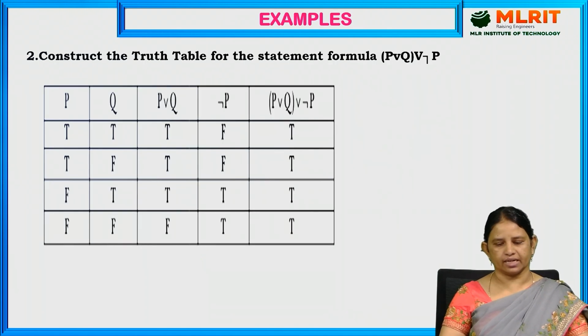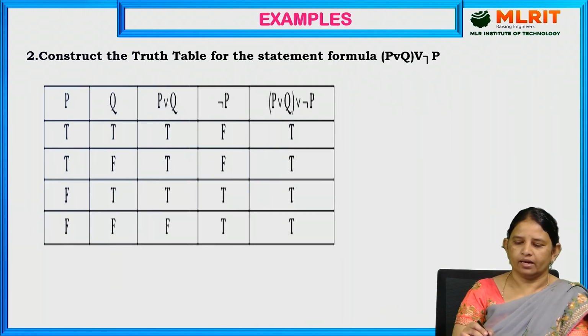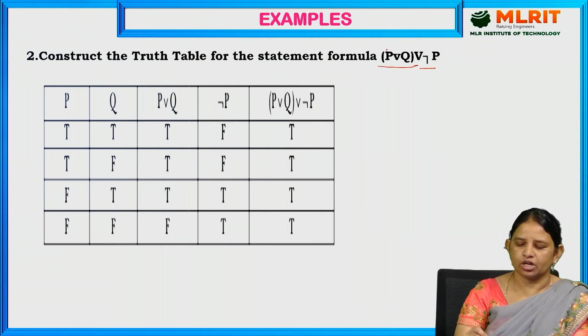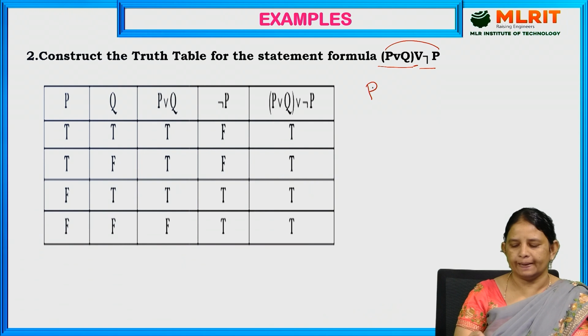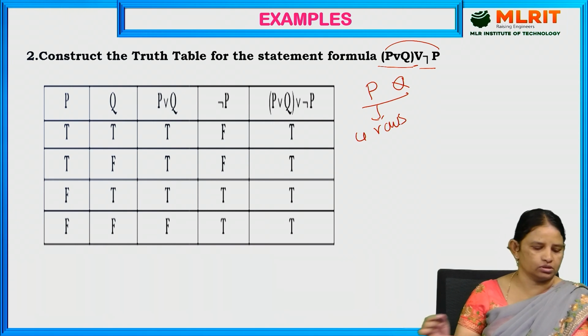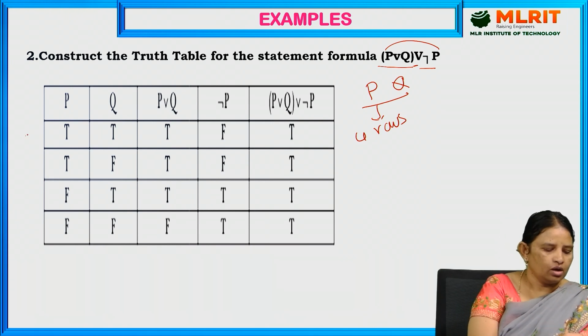Next, consider the second example. Here, P or Q or negation P. Okay. So how many propositions? Only two, that is P, Q. Two propositions, so the truth table consists of 4 rows. What is the first combination? True, true; true, false; false, true; false, false.